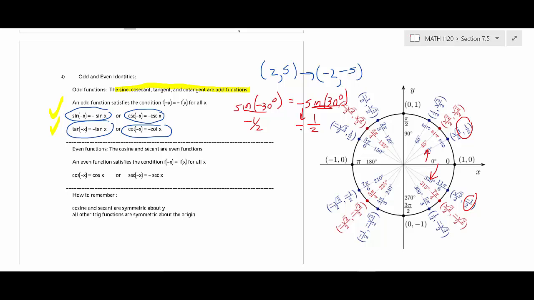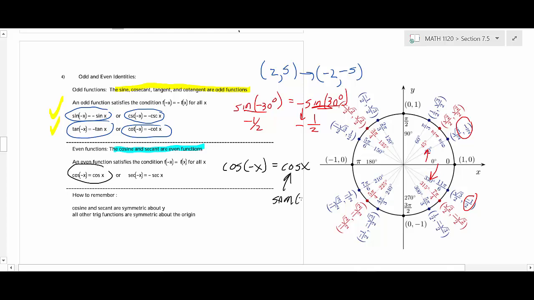Okay. Now, what we have is even functions. So we have two even functions. They are the cosine and the secant. And the identity goes like this. If we have cosine of negative x, that ends up to just be the same value, the same y value. That's what that's saying. Now, here's how the unit circle can help you make sense of this. Let's look at 30 and negative 30. That angle, the opposite angle. That's what I'm doing, is this angle opposite.